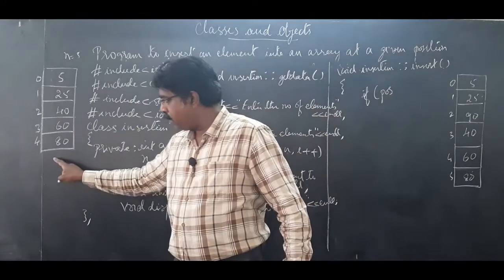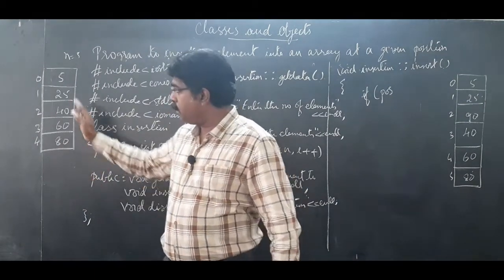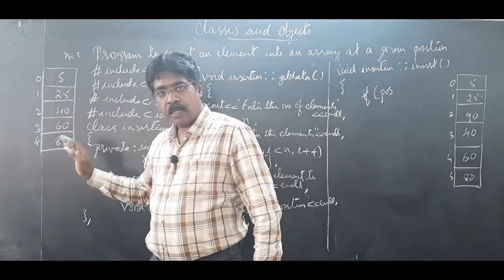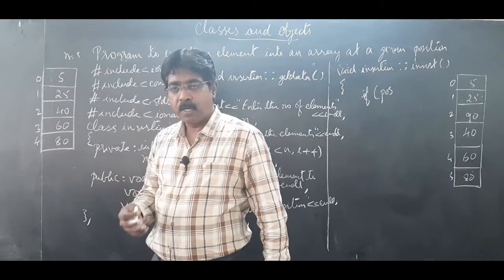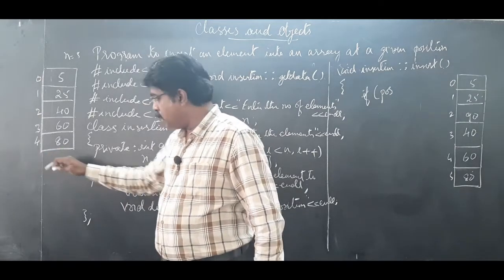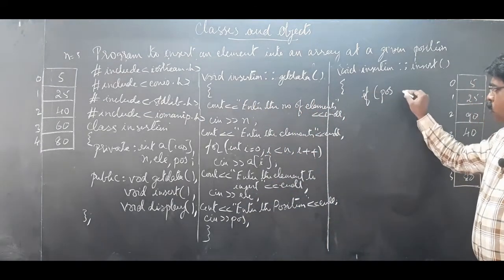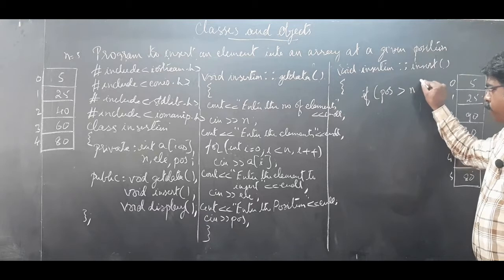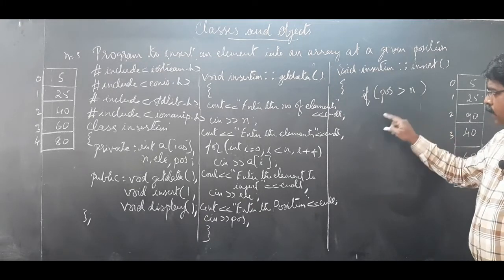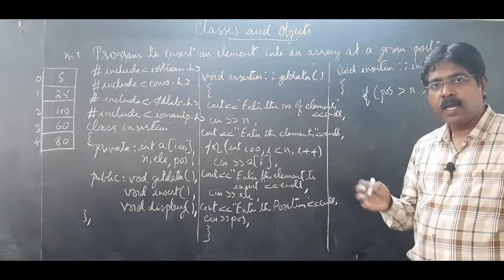More than that, when I say fifth index also we cannot insert, because the given array stands with 0 to 4. Fifth index we don't have in the input, so the fifth index also will not be the inserting point. Hence what we do is we take a condition here: if position greater than n, then obviously we need to say that the position is invalid and we exit from the program.